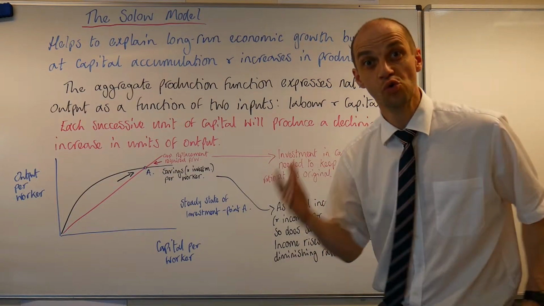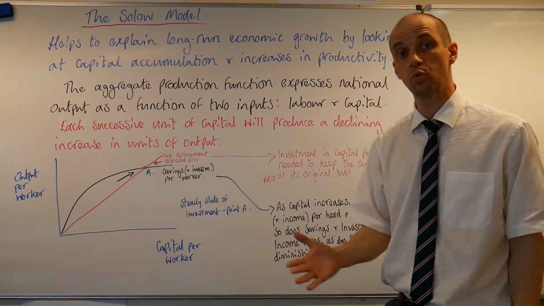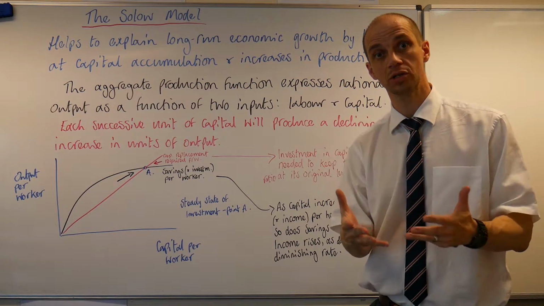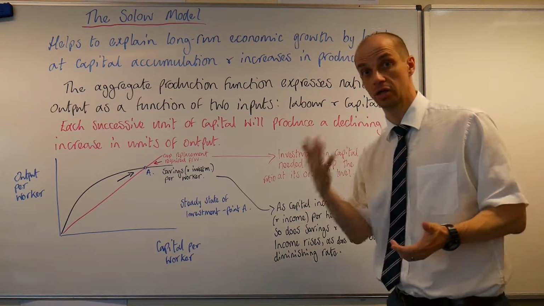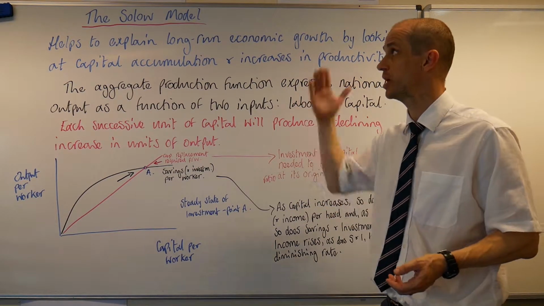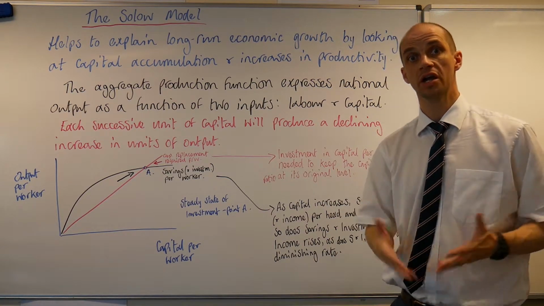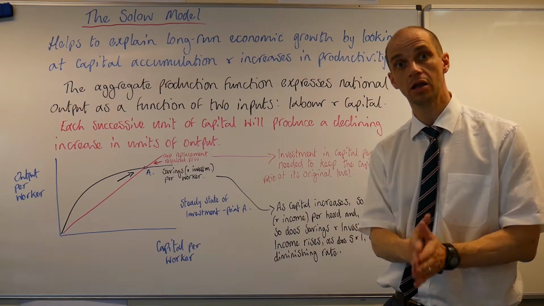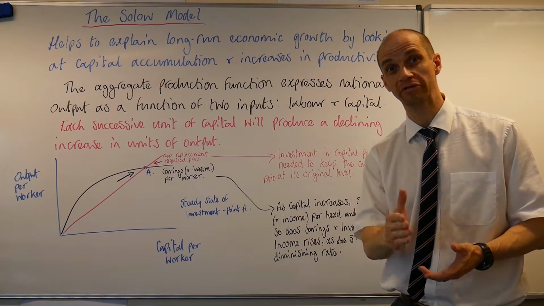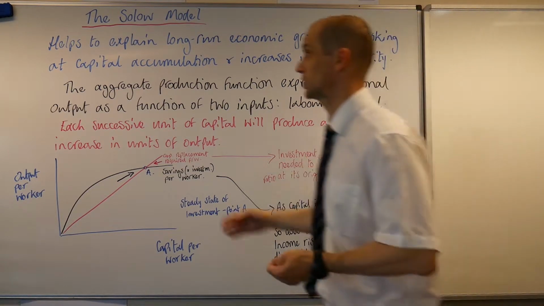Hi guys, so a really useful means by which we can measure and see where economies are going in terms of our economic growth is the Solow model. It's also known as the neoclassical growth model, and it really does help us to explain why some economies are growing faster than others. So let's take a look.